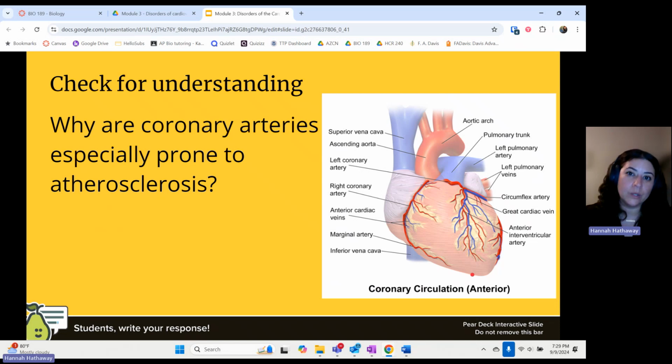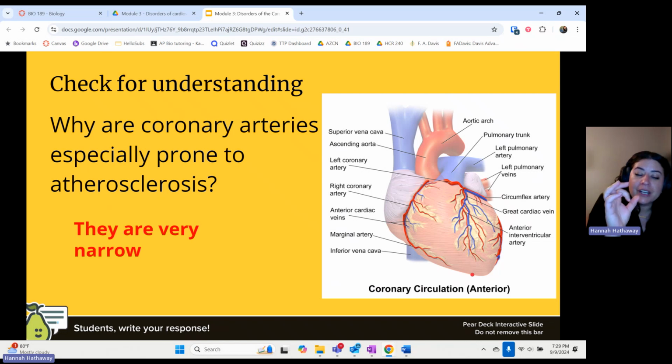Okay. Why are coronary arteries especially prone to things like atherosclerosis? So remember from last week, atherosclerosis is when you have narrowing of the blood vessels because of a buildup of plaque, like cholesterol-containing plaque deposits. Because the coronary arteries are so narrow, they're just more prone to that, because a little bit of buildup is going to make a big difference.